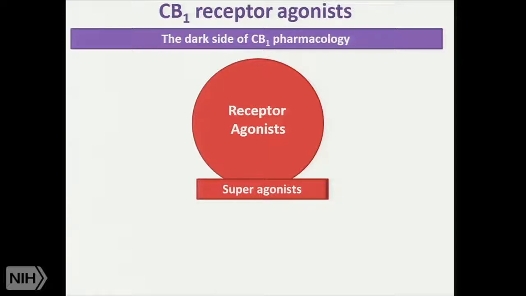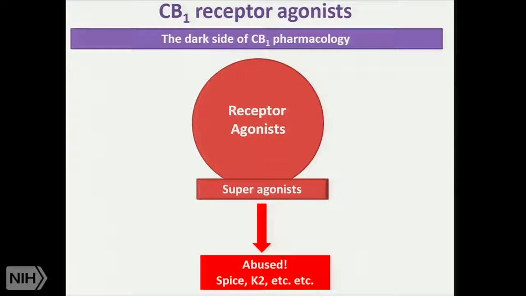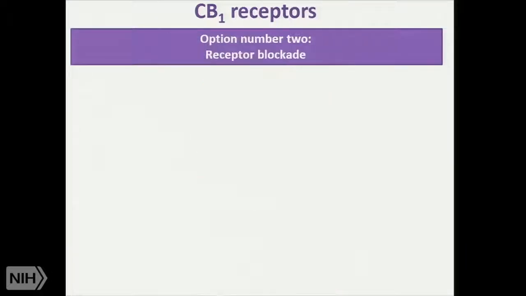When we look at CB1 receptors, and agonists at CB1 receptors, we must consider the dark side of CB1 pharmacology, which is particularly represented by the superagonists that compose such abused substances as spice, K2, etc. These are compounds that typically overly activate CB1 receptors, and of course they are being now abused by a substantial number of people, particularly our youth. About 6% of 12th graders in 2014 used spice or spice-like compounds, and their impact cannot be underestimated.